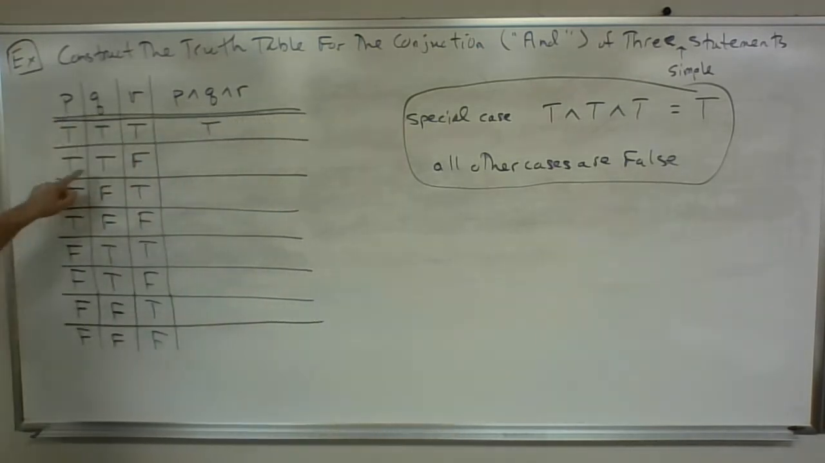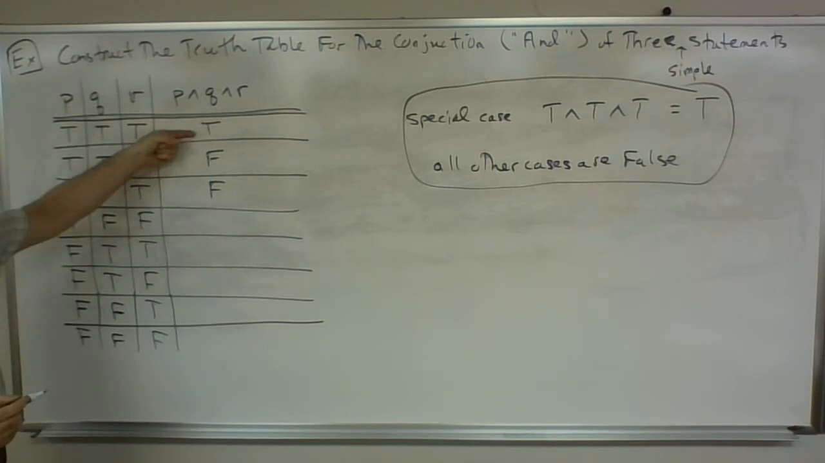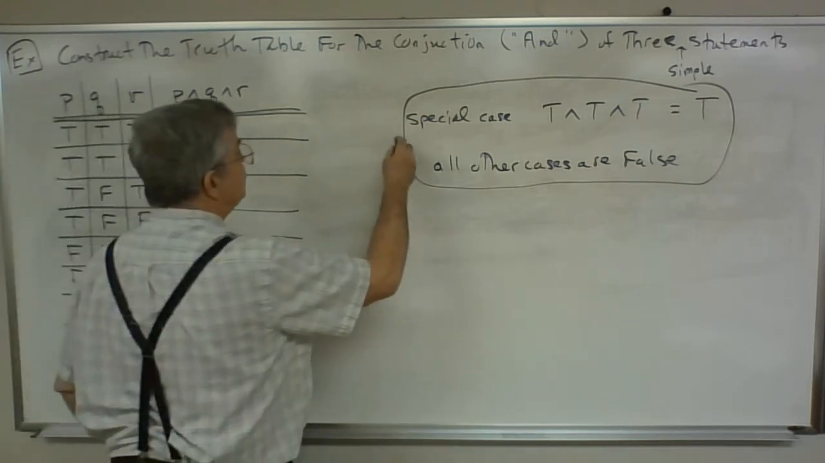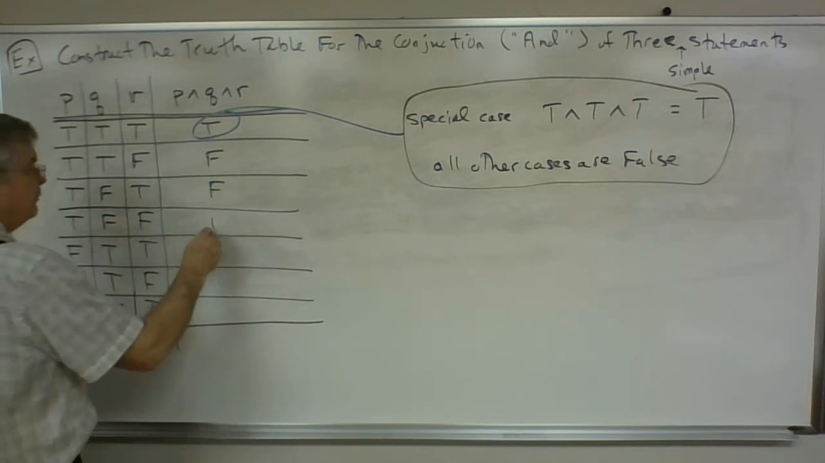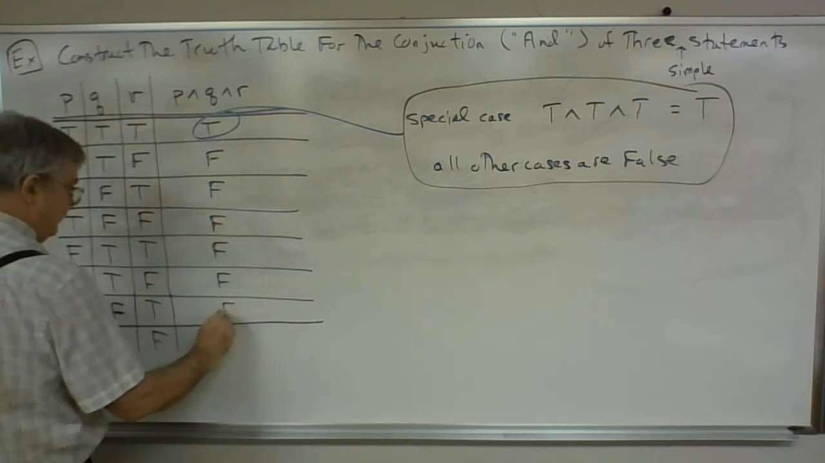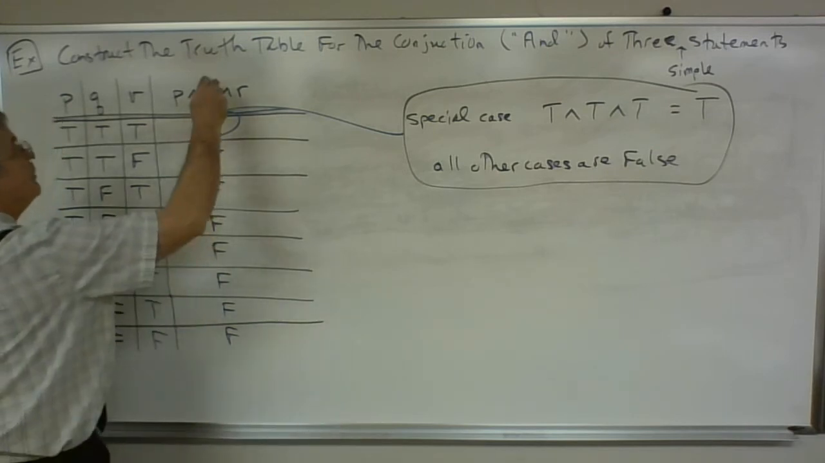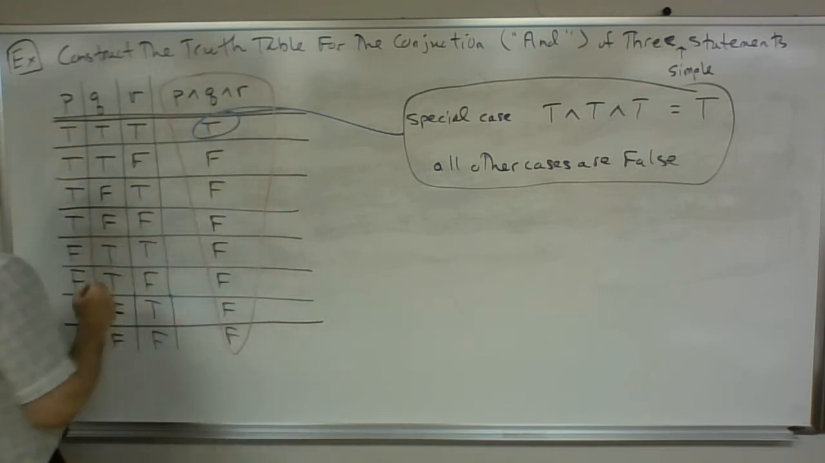All of these other cases have at least one statement that's false. And so the conjunction of these other statements is false. So this is the only case that I need to know for a conjunction. All statements are true, so their conjunction is true. So here's our special case. We don't even have to think about the others, we just write false. And ole, this is our truth table for the conjunction of three simple statements.